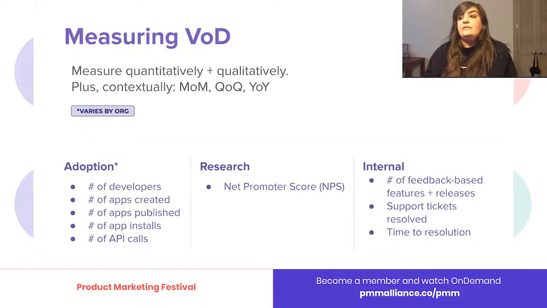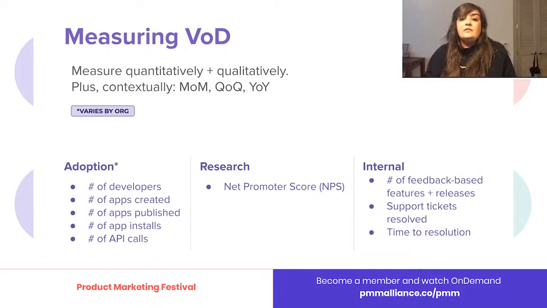There are several ways to measure the impact of your Voice of Developer efforts. Some are more qualitative, such as feedback received through support tickets, email, or Twitter. Some are quantitative, such as adoption metrics, which can vary from org to org, but some examples include number of developers, number of apps created, number of apps published, number of apps installed, and number of API calls per app.